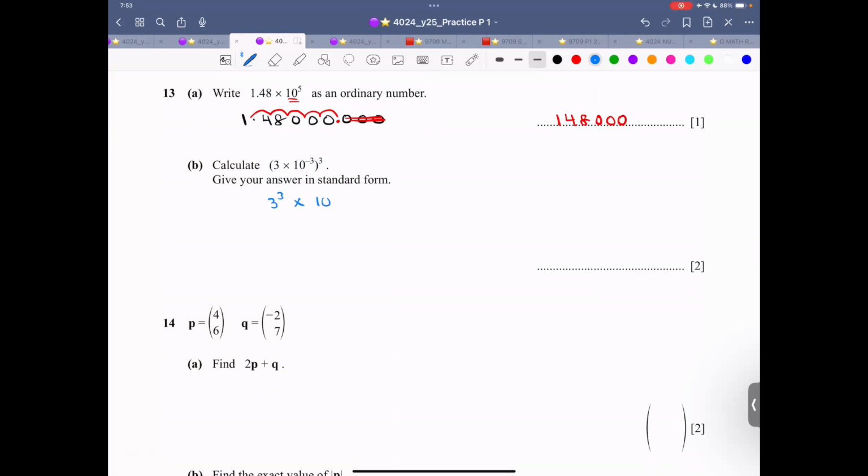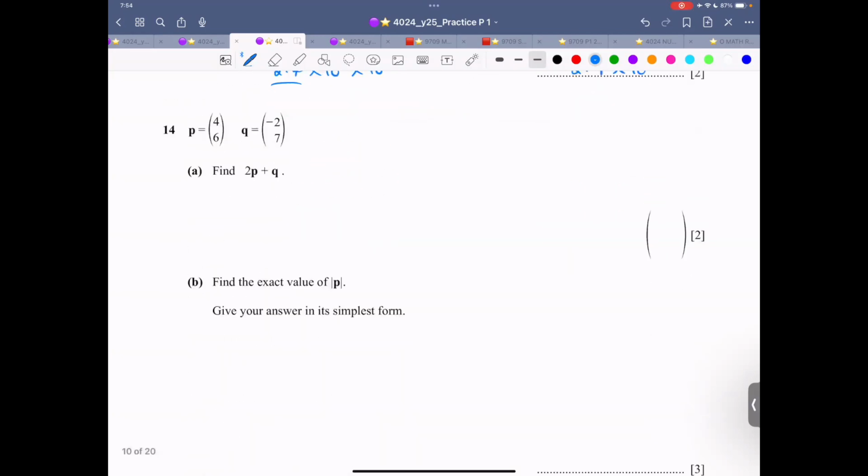power of 3 into 10 raised to power of negative 3 raised to power of 3. That is 3 raised to power of 3 is 27 into 10 raised to power of negative 9. Now, can I write 27 as 2.7 into 10 power 1 into 10 power negative 9? Yes, I can. Because for standard form, I need it to be written in this form, and A has to be lesser than 10, and it could be 1. So that is why this needs conversion. So this is 2.7 into 10 to the power negative 8. This thing is also done.